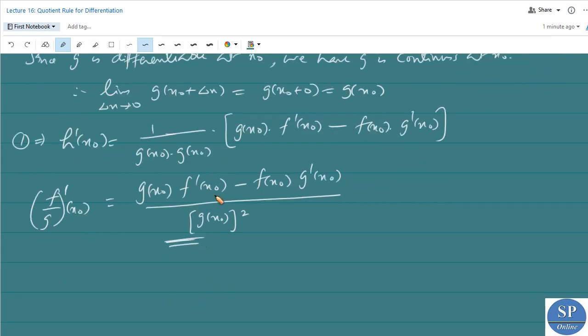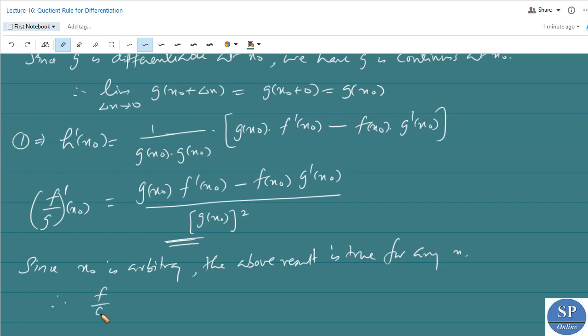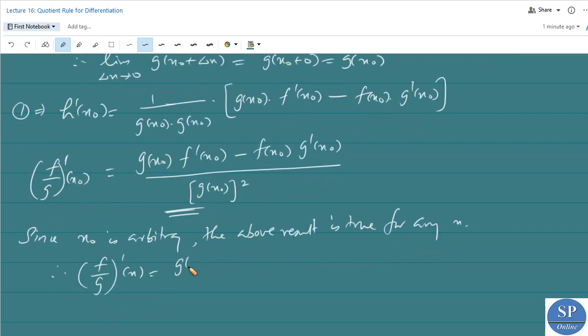So since x naught is arbitrary, the above result is true for any x. Therefore, f by g dash x is equal to g of x into f dash of x minus f of x into g dash of x divided by g of x whole square.